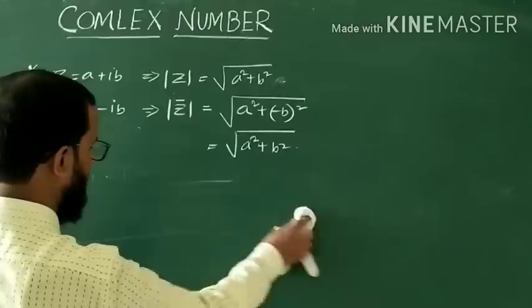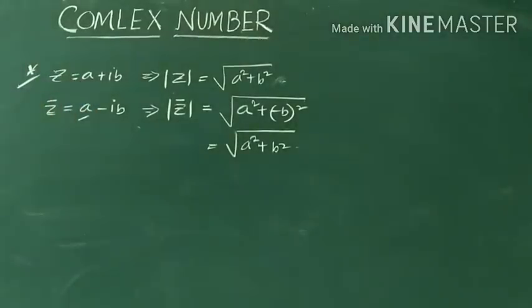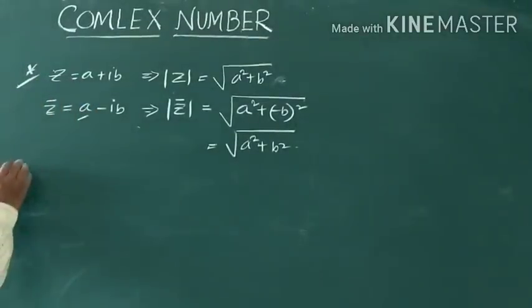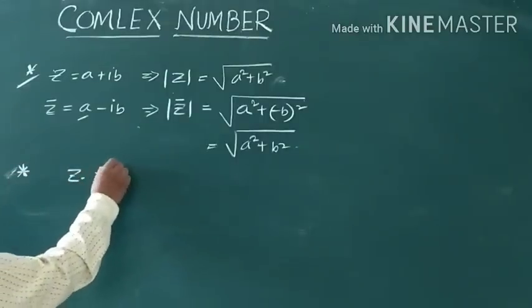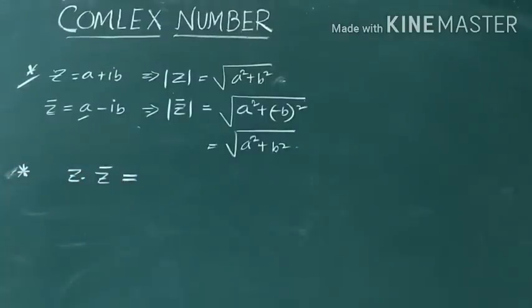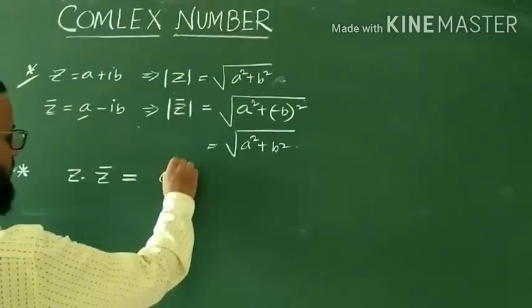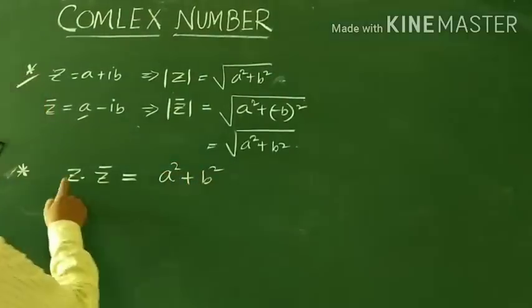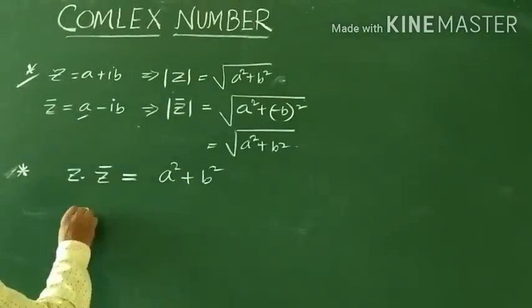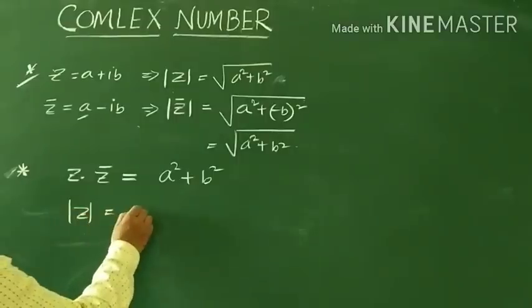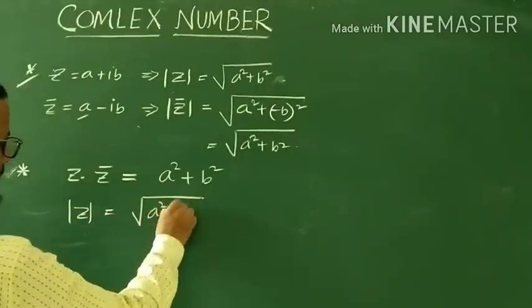So another property: conjugate के साथ मॉडुलस का जो रिलेशन है वो बहुत इंपॉर्टेंट है. z into z bar equal to what? We already got z into z bar equal to a square plus b square. A plus ib into a minus ib equal to a square plus b square. And modulus of z equal to root over a square plus b square.